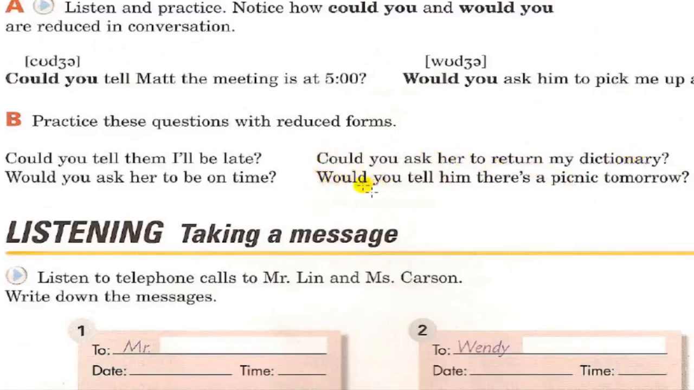Would you? L silent, would you? Tell him, tell him. Would you tell him there is a picnic tomorrow? There is, S and Z. And I can say tomorrow, morrow, like tomorrow morning. Americans say morrow morning. Would you tell them there is a picnic tomorrow?